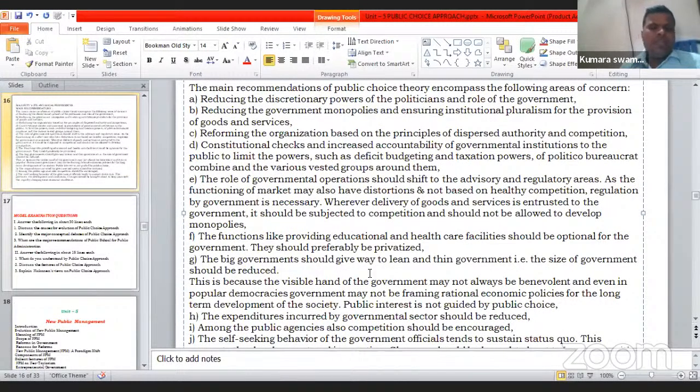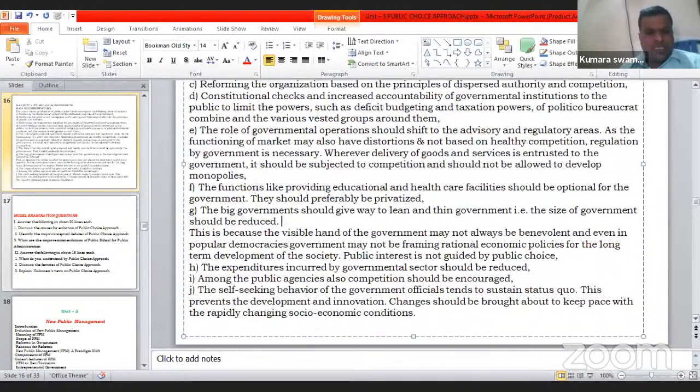The big government should give way to lean governments, small governments. So the size of government should be reduced. The bureaucrat size should be reduced. So when we reduce this, for the public interest, the private organization will enter. And for the public interest, the private organization will work well. So due to that, this is a main recommendation of the public choice theory. Then expenditure incurred by the government sector should be reduced.